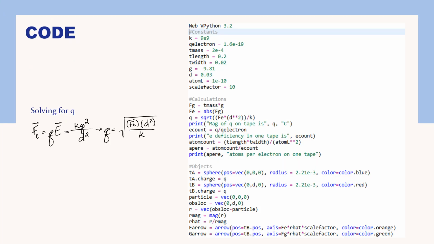I input all of the constants from the last few slides into the code. I calculated the gravitational force and made the electric force equal to its magnitude. I used the rearranged electric force equation from the intro slide to find Q. The electron count on the tape was the charge of the tape over the charge of a single electron. The atom count was the surface area of the tape divided by the area of one atom. I used these to find the number of atoms per electron.